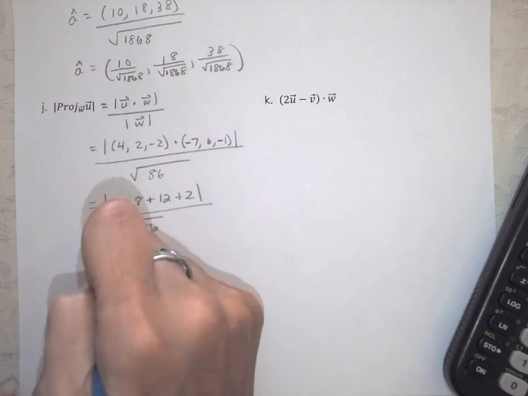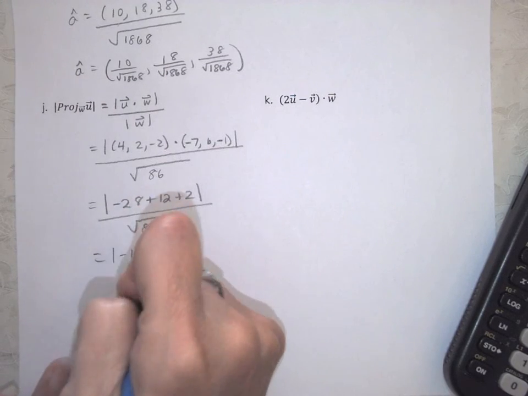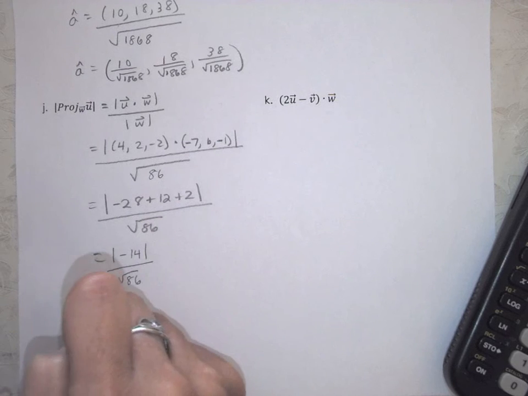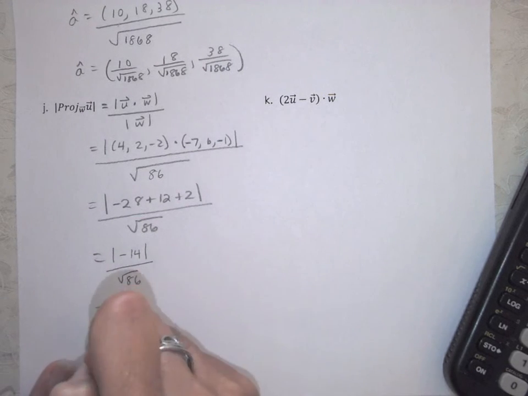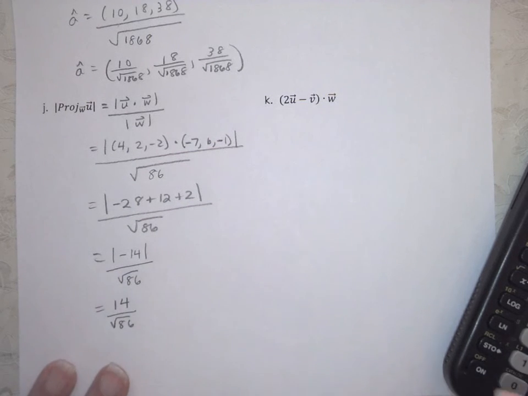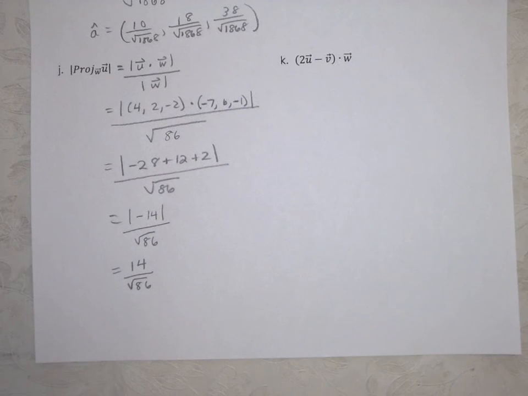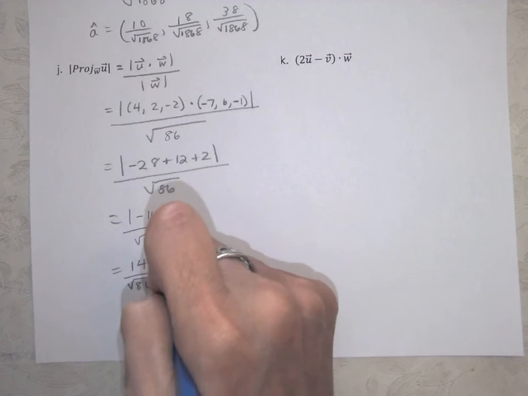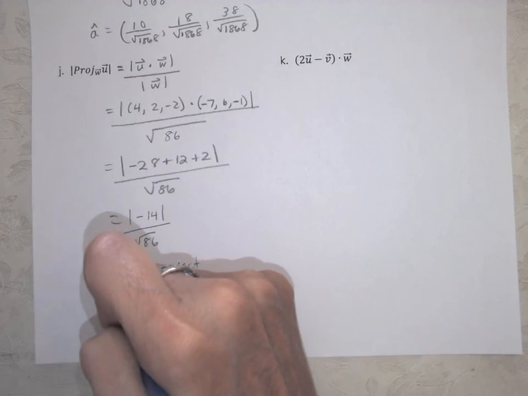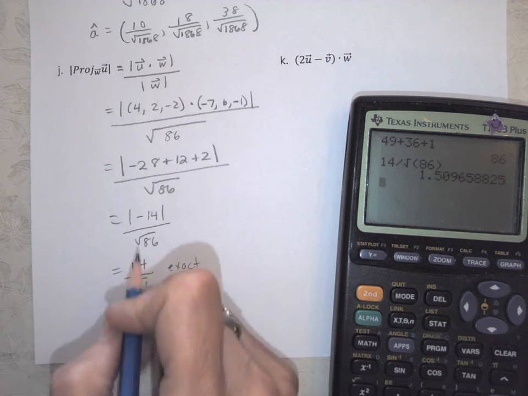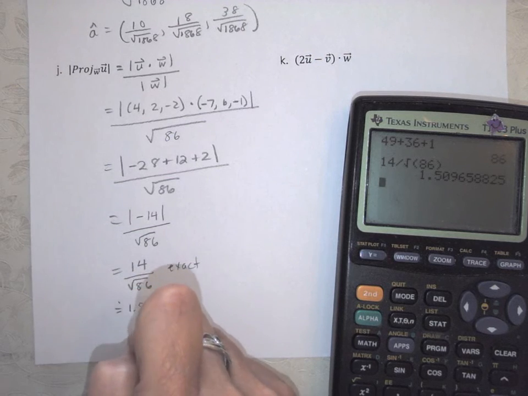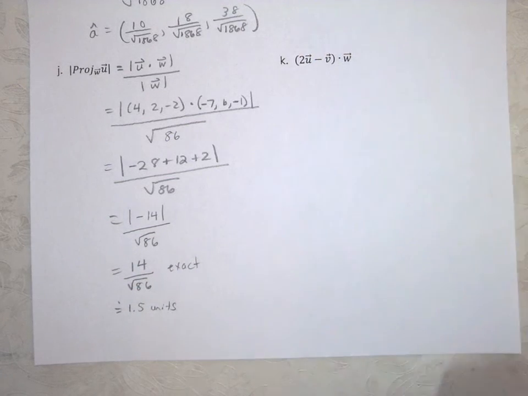So that's going to give me the magnitude of negative 14 over the square root of 86. So the absolute value of negative 14 is positive 14, over the root of 86. So that is the magnitude of the projection exactly. This is exact. If you want to get it approximately, you can use your calculator and do 14 divided by the square root of 86. And it's approximately 1.5 units long. So that's the length of the projection of u on w.